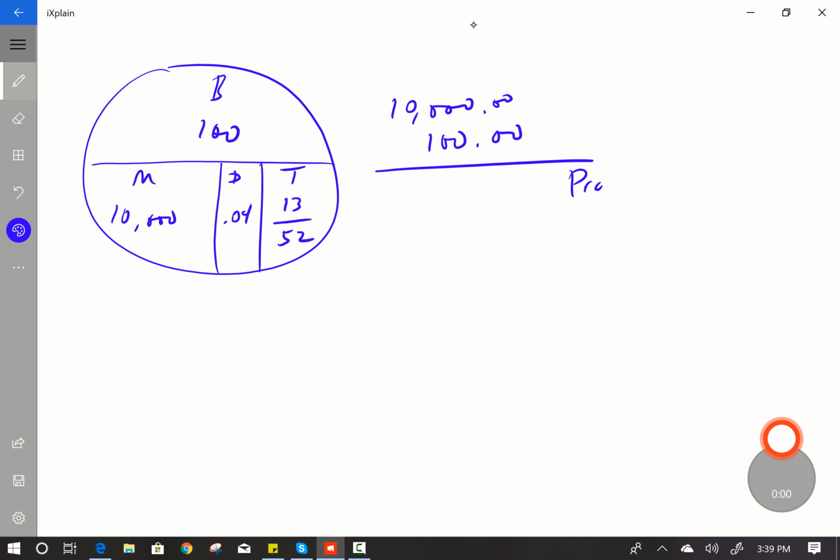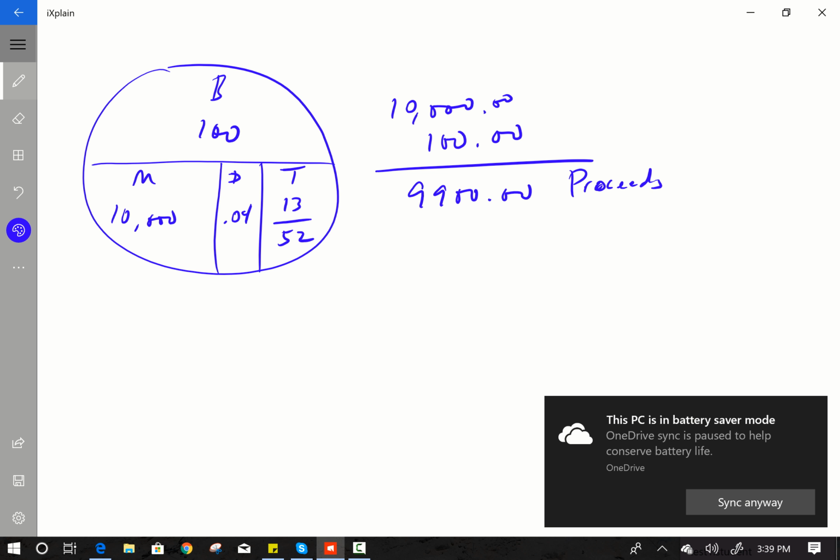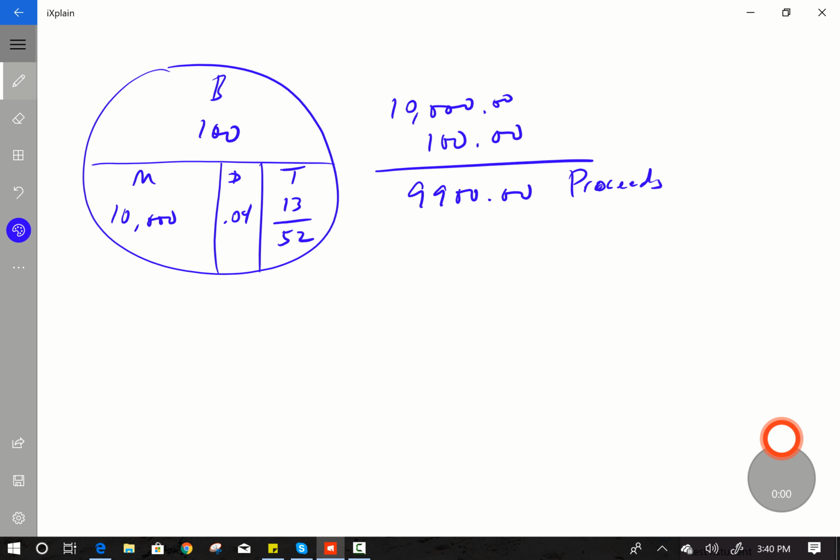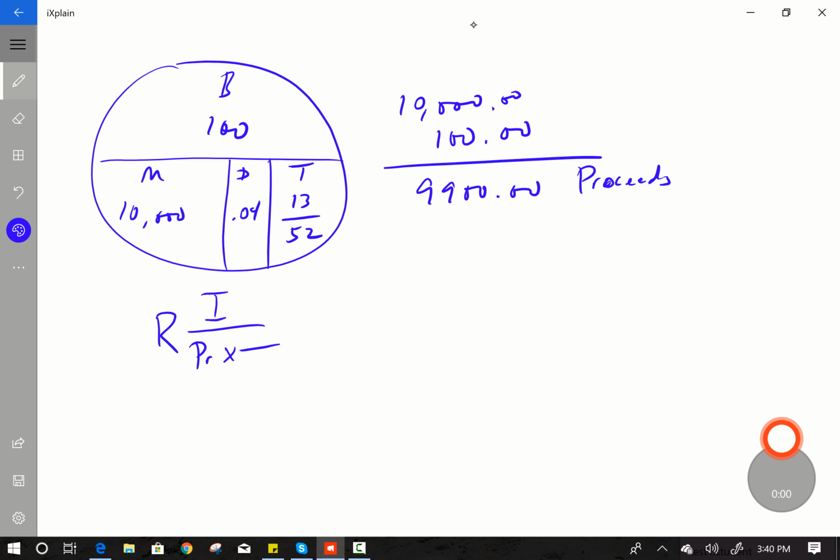So the proceeds will be $9,900. The rate is equal to the interest, or the bank charge, divided by the proceeds times the time. So the interest is $100, or the bank charge, the proceeds is $9,900, times the time of 13 over 52. So that's 100 over, and then we calculate 9,900 times 13 divided by 52.